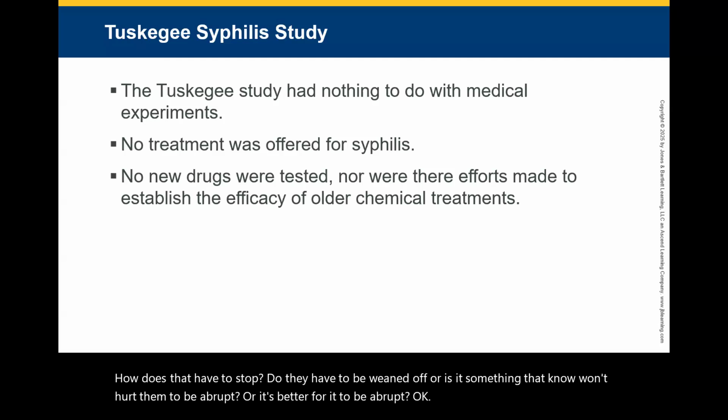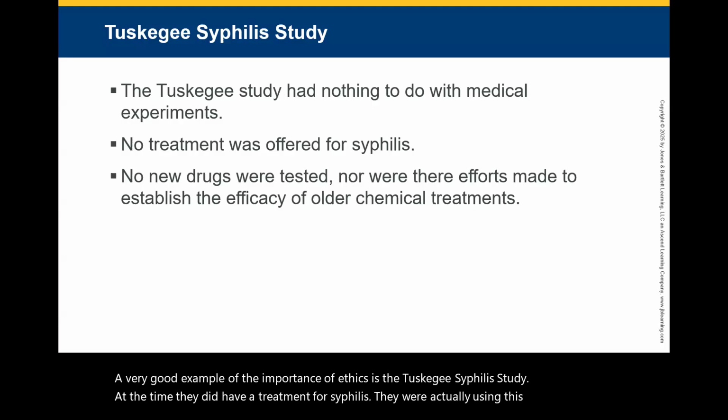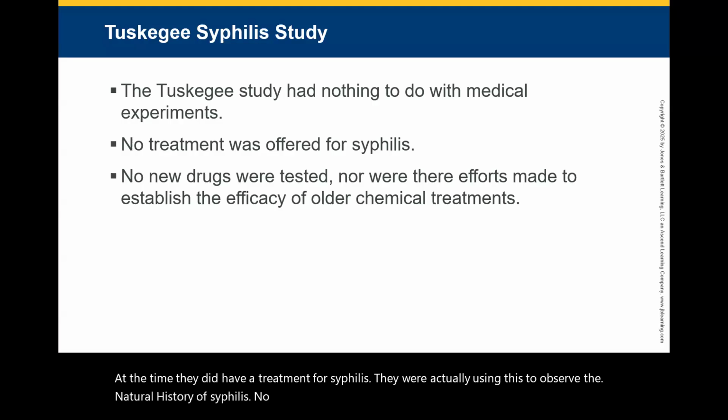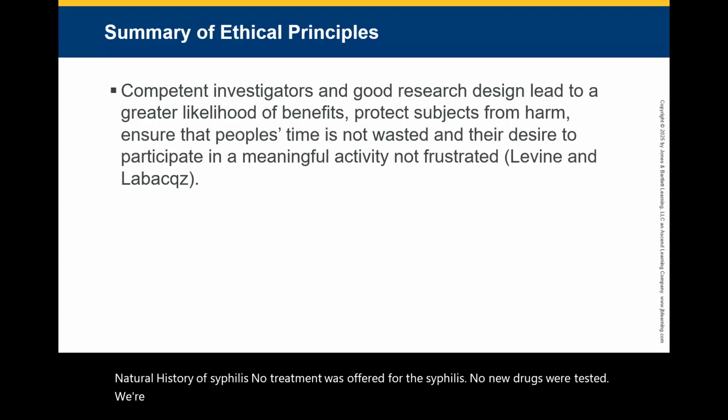A very good example of the importance of ethics is the Tuskegee syphilis study. At the time they did have a treatment for syphilis, they were actually using this to observe the natural history of syphilis. No treatment was offered for the syphilis. No new drugs were tested. They were just observing how the syphilis affected the individuals. It was a very unethical tragedy that happened in experimental design.